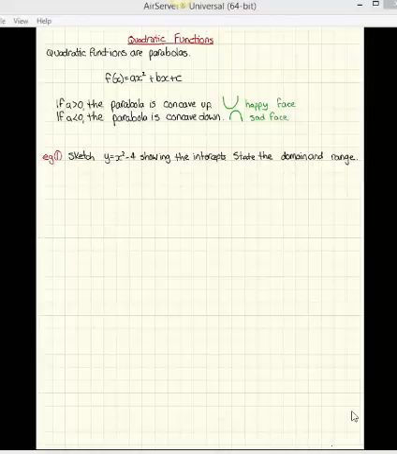In this question, they want us to sketch y equals x squared minus 4, showing the intercepts. We then have to state the domain and range. So think about what this is telling us. We need to find the intercepts. First, let's say y is equal to 0. That's going to help us find the x-intercepts. We're going to end up with 0 equals x squared minus 4.